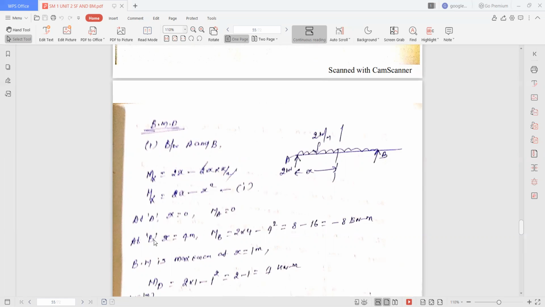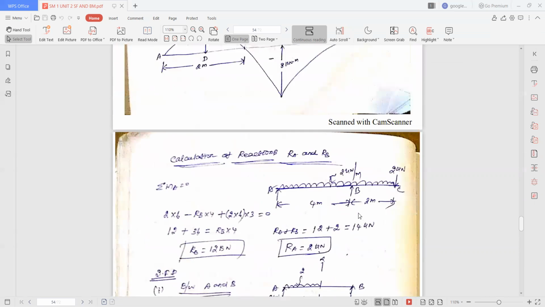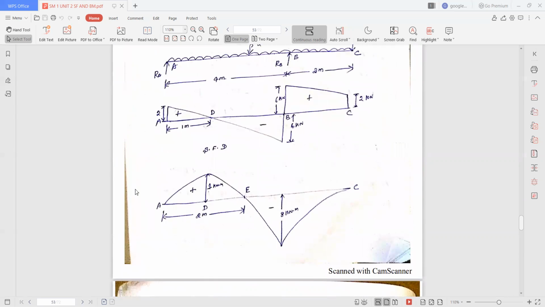And next at point B, x equal to 4 meter, so moment at B will be equal to 2 into 4 minus 4 square, therefore 2 into 4 is 8, minus 4 square 16, so 8 minus 16, minus 8. Therefore, at point B, you will get minus 8 kilonewton meter. You can see in the bending moment diagram at point A 0, at point B minus 8.